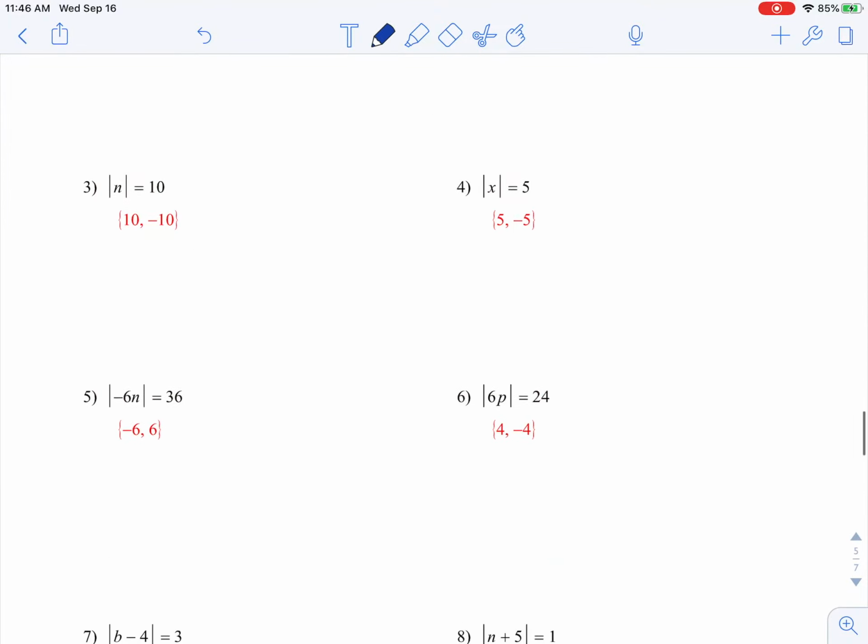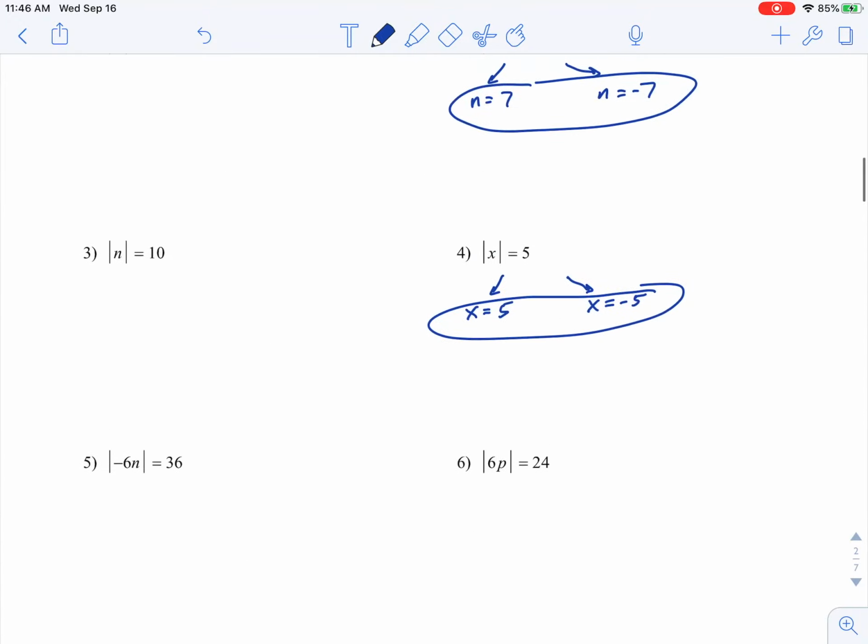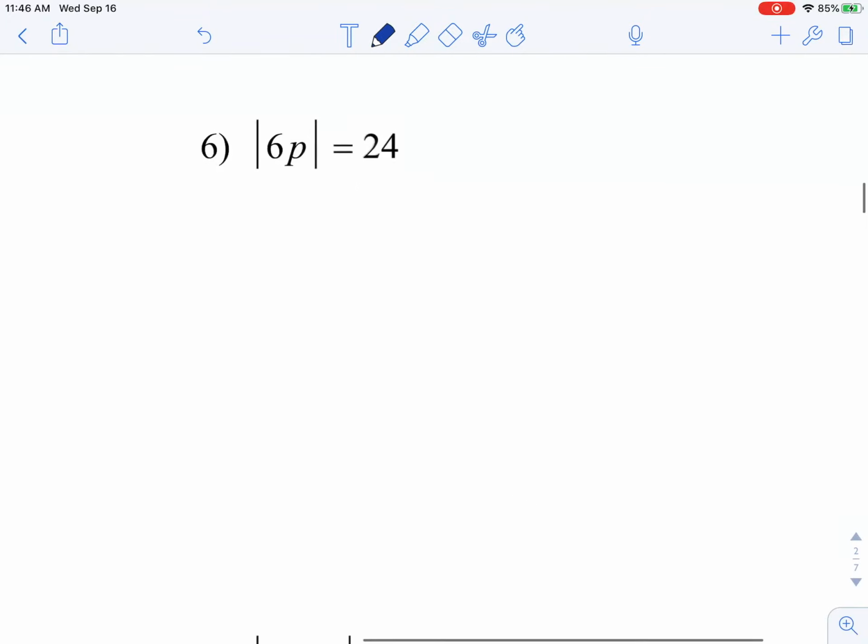Scroll down and check number 4, 5 and negative 5. Okay, so those were ridiculously easy. Now they're actually going to start involving math work. So number 6, absolute value of 6p equals 24.